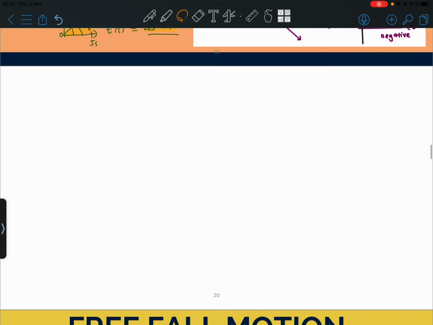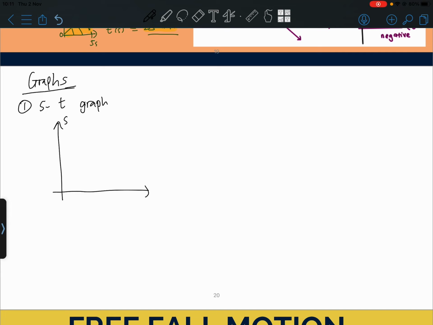So you have 3 graphs, right? First you have the ST graph. The ST graph is the displacement-time graph. It looks like this. So this is the S and T graph.